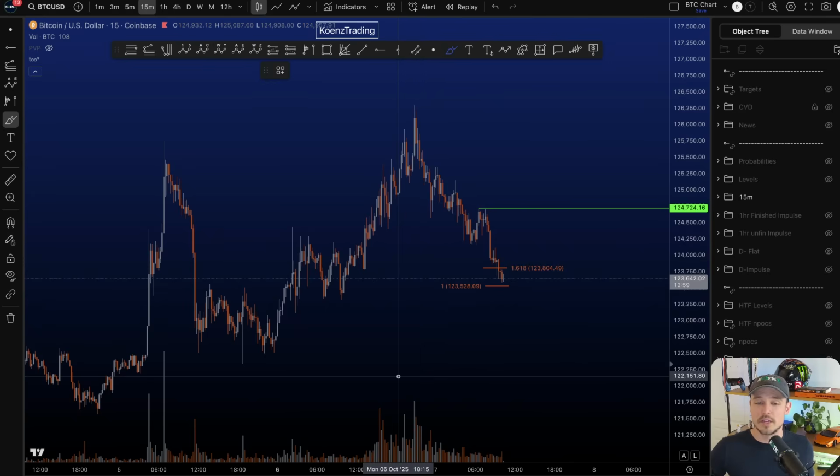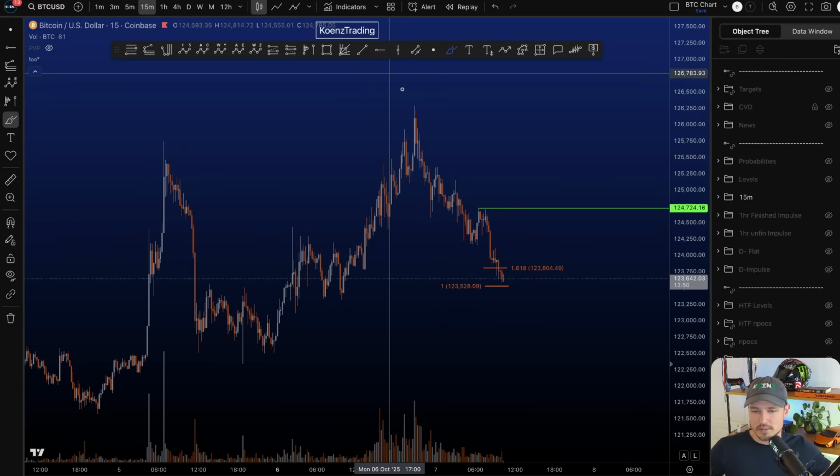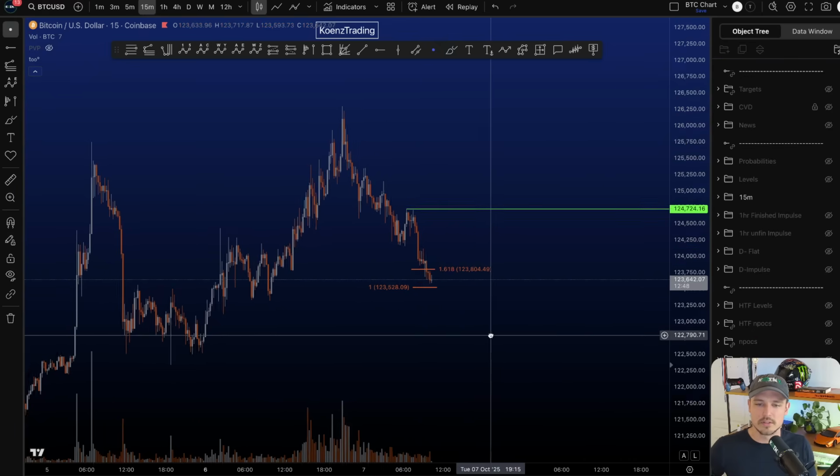So I just remain patient. I'm like, okay, well, I have no interest to long this move to the upside. I had interest to short, but then I didn't see weakness because of the bullish CVD.